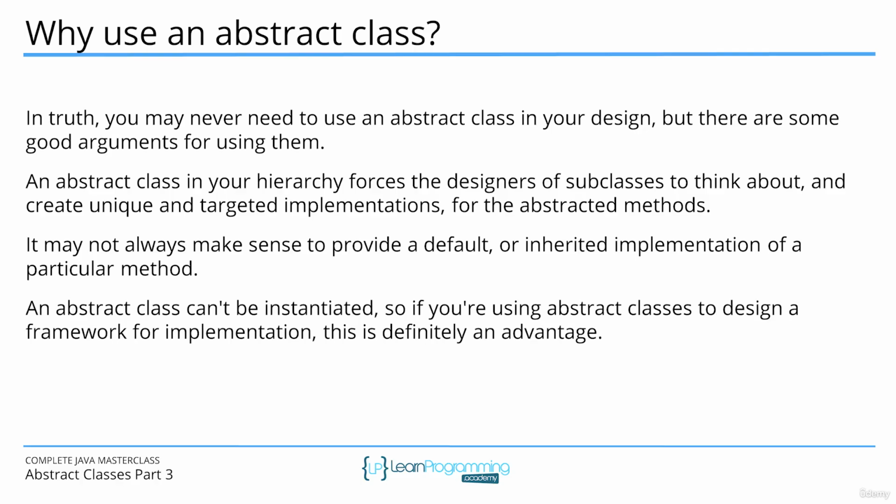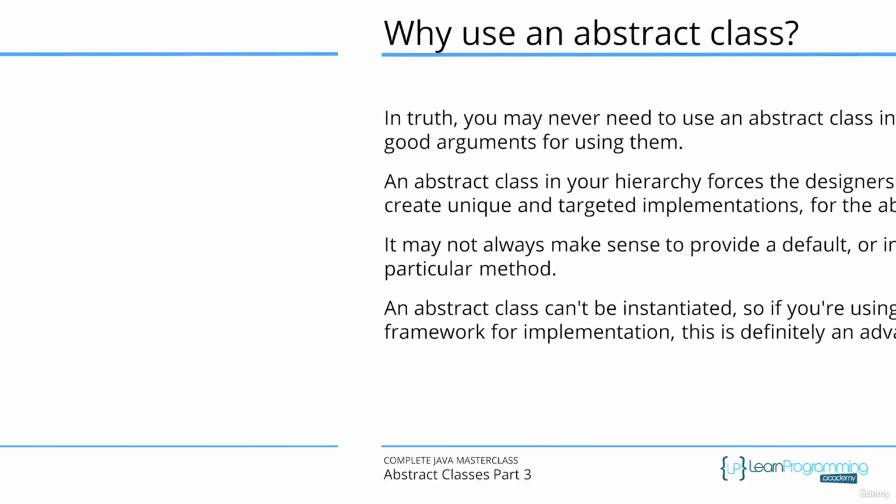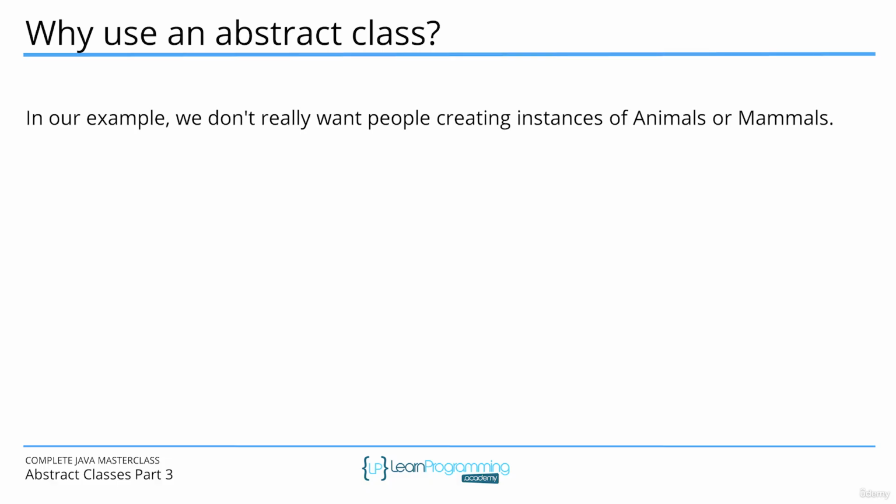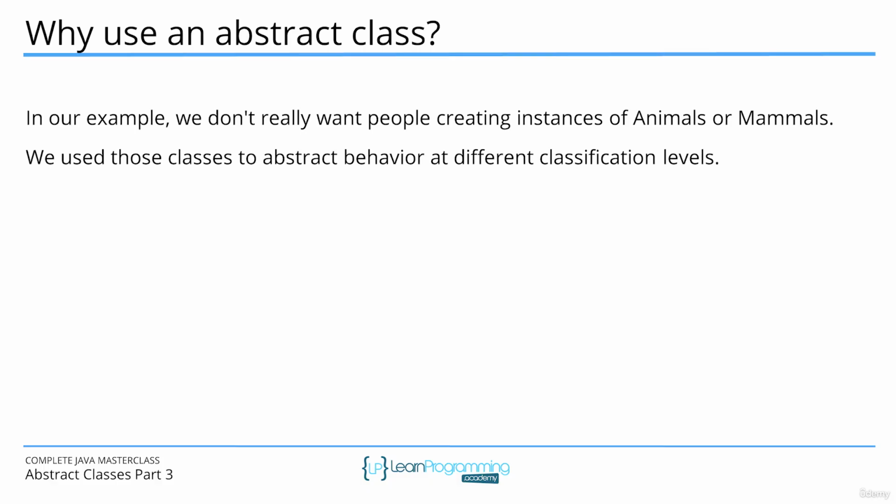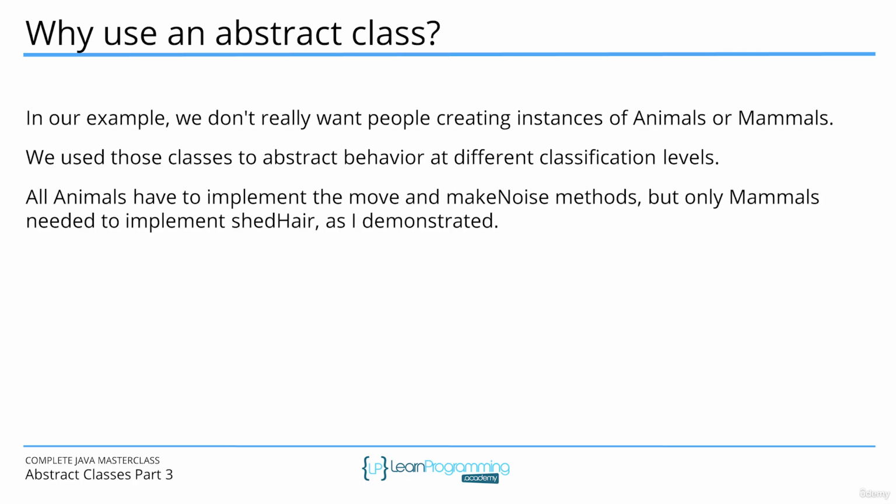An abstract class can't be instantiated, so if you're using abstract classes to design a framework for implementation, this is definitely an advantage. In our example, we don't really want people creating instances of animals or mammals. We use those classes to abstract behaviour at different classification levels. All animals have to implement the move and make noise methods, but only mammals needed to implement shedHair, as I demonstrated.